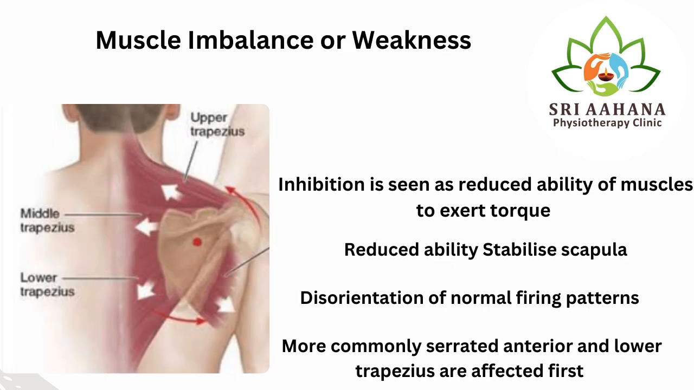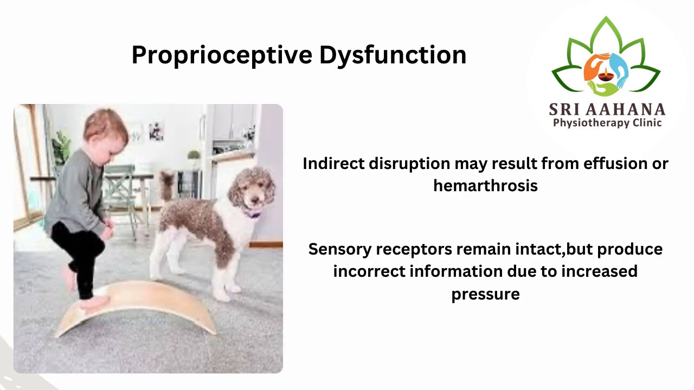Inhibition is seen as the reduced ability of muscle to exert torque, reduced ability to stabilize the scapula, and disorientation of normal firing patterns, and more commonly the serratus anterior and lower trapezius are affected first. Indirect disruption may result from effusion or hemarthrosis. Sensory receptors will remain intact, but they produce incorrect information due to the increased pressure that they face.